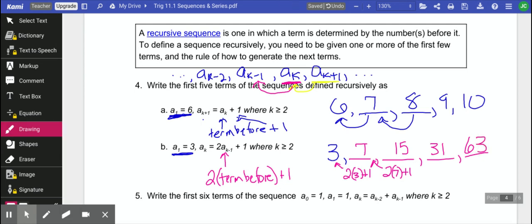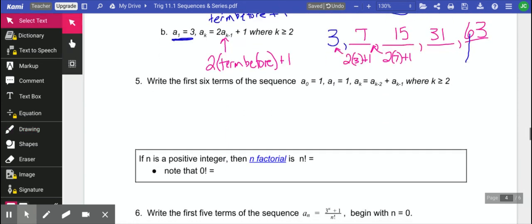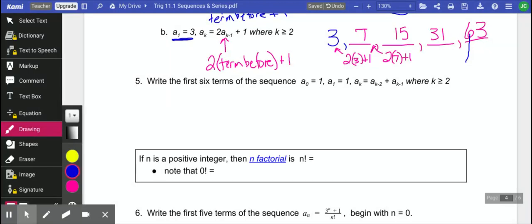All right. I think I have one more of these. Let's get this page to slide. We want to write the first 6 terms of this sequence. This one's defined a little bit different. The 0 term is 1, which is fine. The first term is 1, so 1, 1. Those are our first 2 terms.